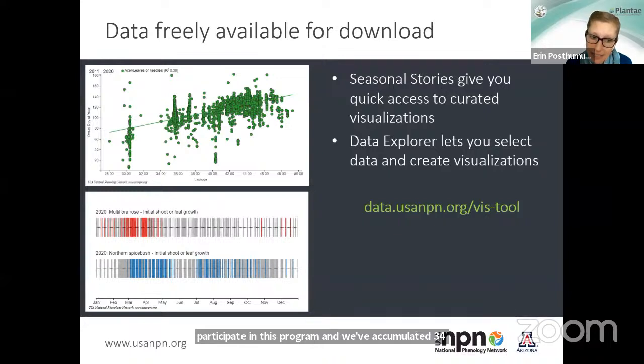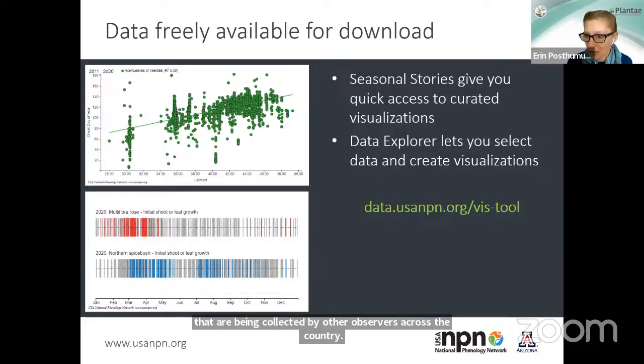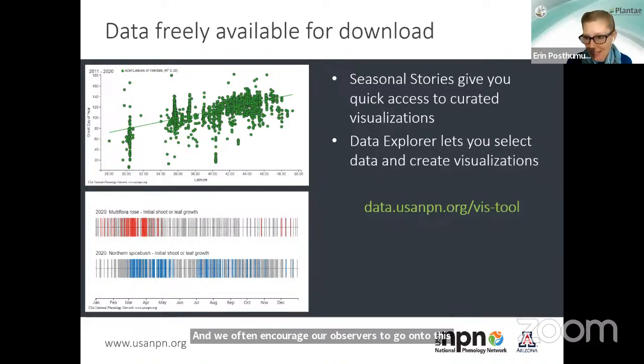I mentioned all of the data that we have are freely available. And as part of our transparency in the program, we really try to ensure that our participants are able to access that information and view their data in the context of all the other data points that are being collected by other observers across the country. And we often encourage our observers to go onto this tool, look at their own data, compare the data to others near them, people that are collecting data on the same species, and really start to get a sense of how that fits into this larger picture.